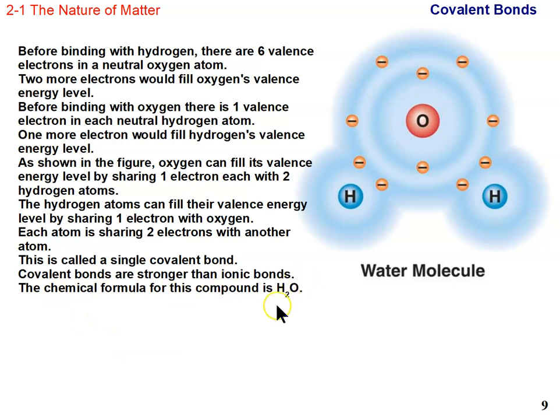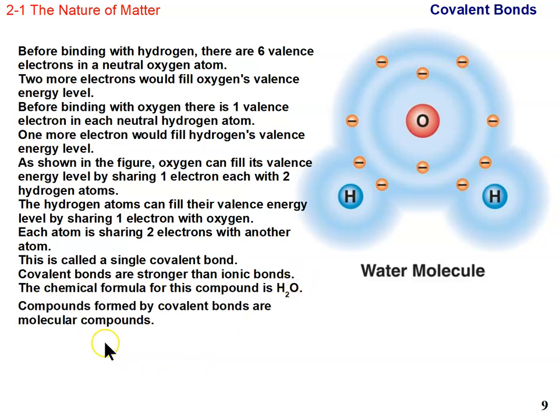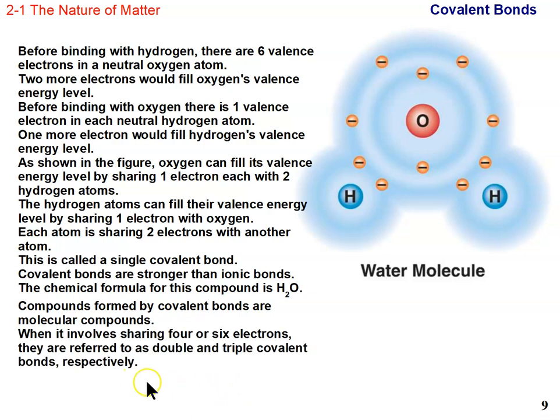The chemical formula, of course, is H2O. This would be referred to as a molecular compound. Covalently bonded compounds are molecular compounds. So this is a molecule of water. We can't call the sodium chloride a molecule technically because it's not covalently bonded, it's ionically bonded. But water is a covalently bonded compound, and we can refer to it as a molecular compound.